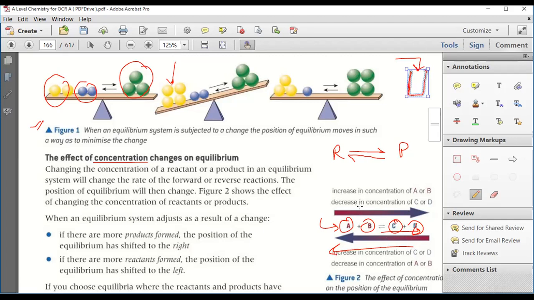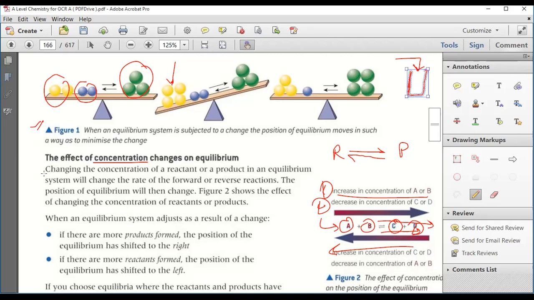So, an increase in A or B and a decrease in C or D, this is the first option and this is the second option, if you are decreasing the concentration of C and D. Increase in A or B means increase in C or D. Increase in the concentration of A and B will move the reaction towards the product side. Or a decrease in these two concentrations will also lead towards the product side. This is what they are saying.